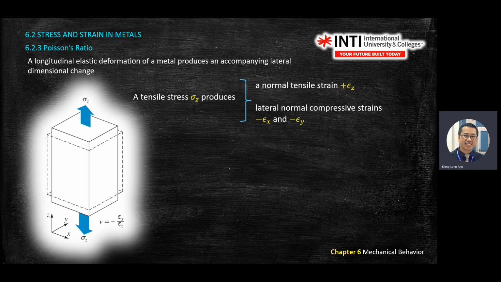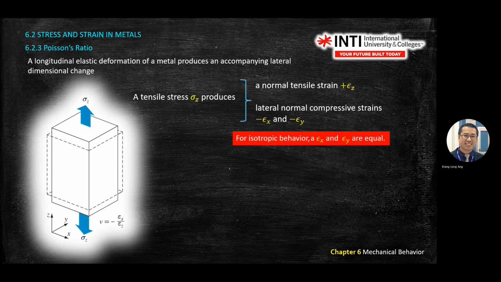This is a realistic case. So there's one more technical word called isotropic. Isotropic, iso means equal. Isotropic means equal behavior. All sides you have the same behavior. So your EY and EX will be the same, meaning you are dealing with the same material.